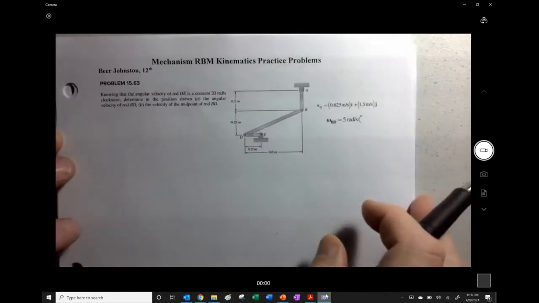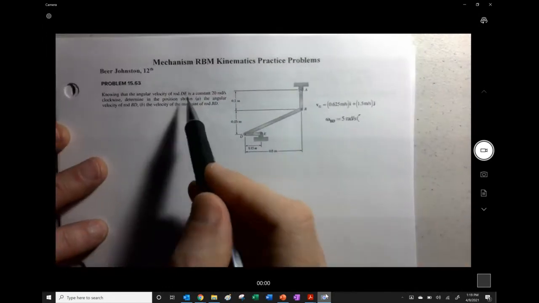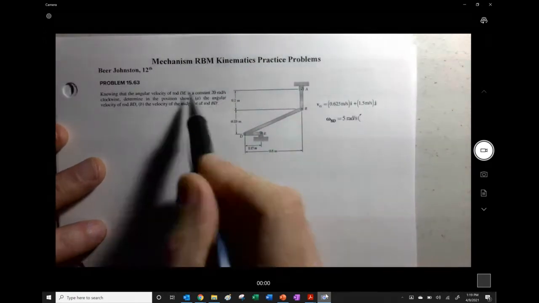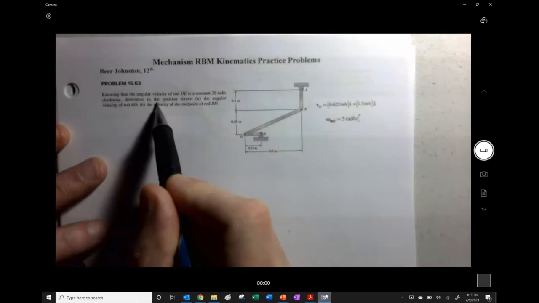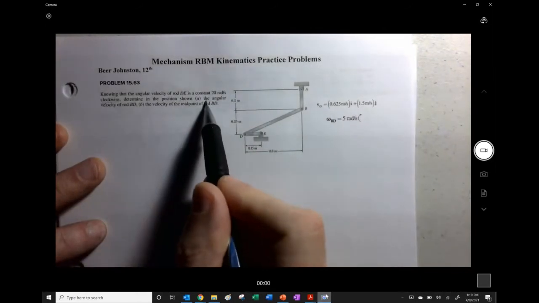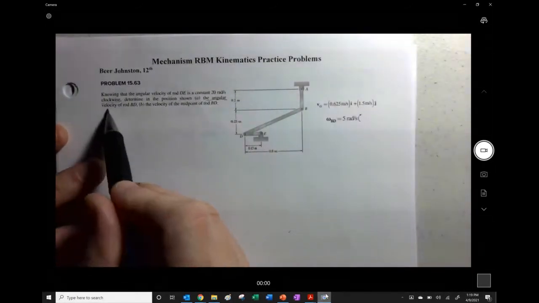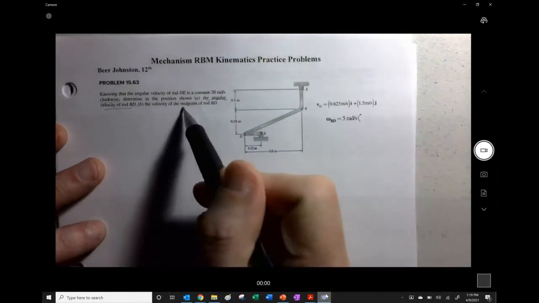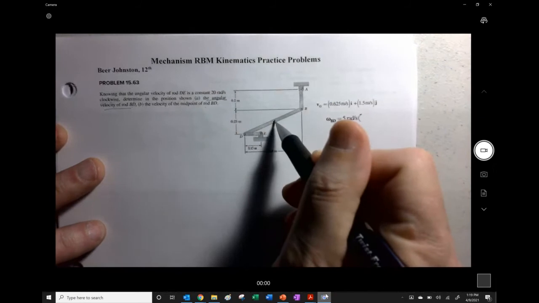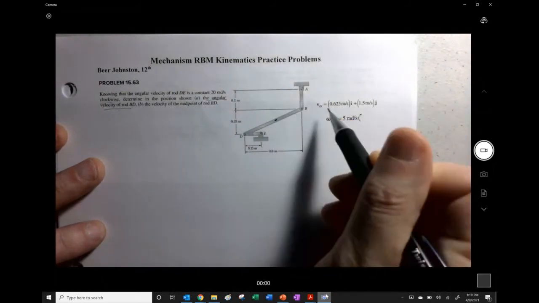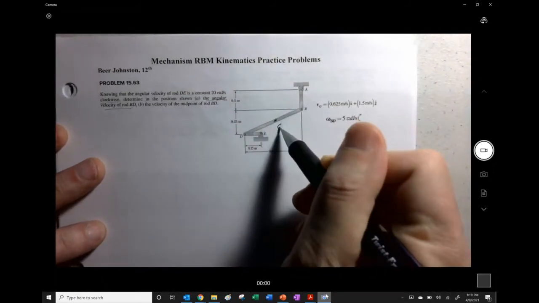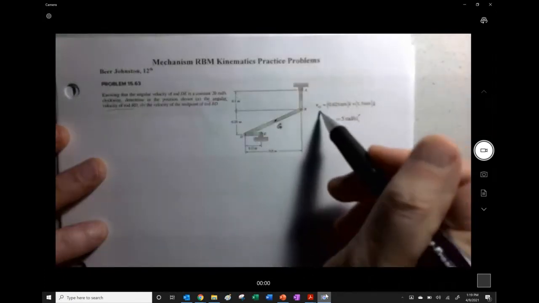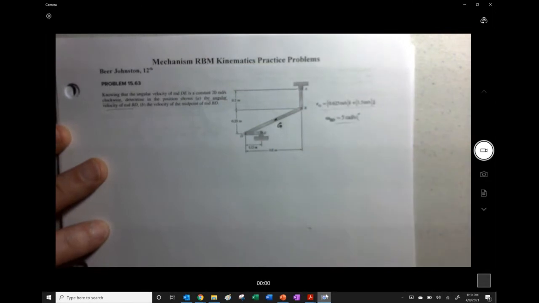Okay, so we have angular velocity of rod DE is known right here to be 20 radians per second clockwise. Determine, for the position shown, the angular velocity of BD and the velocity of the midpoint. A lot of times we'll call that G. And so here are what the answers are supposed to be.